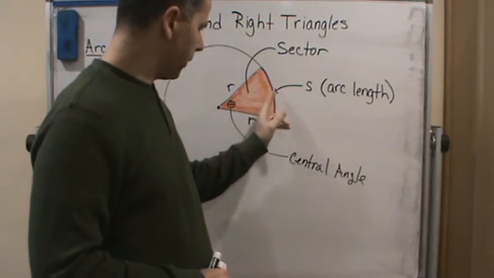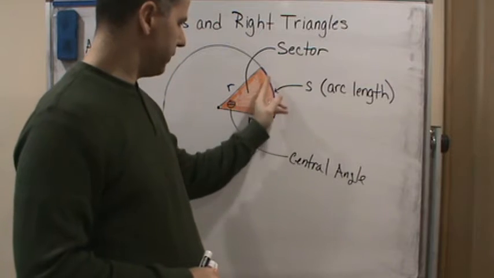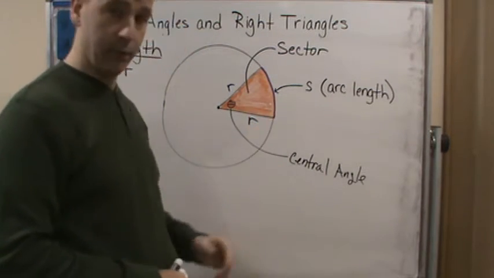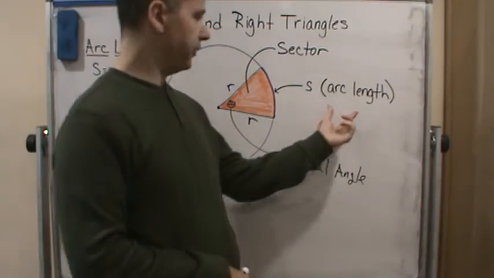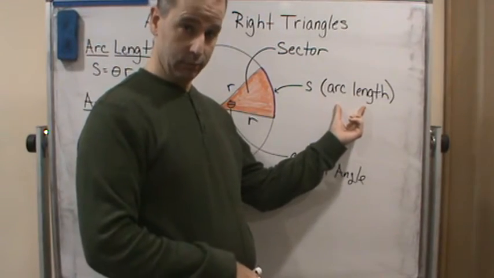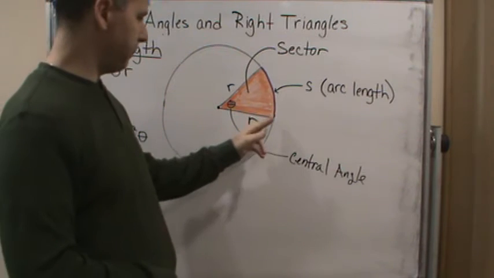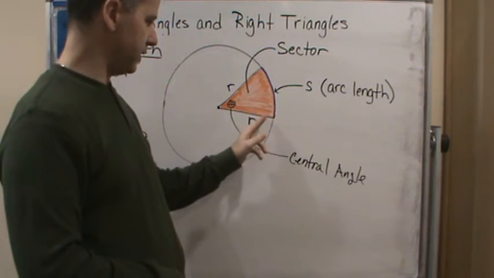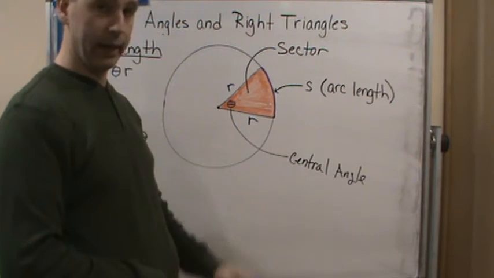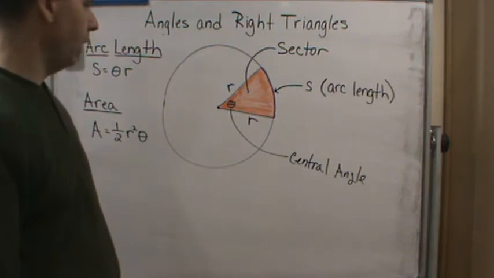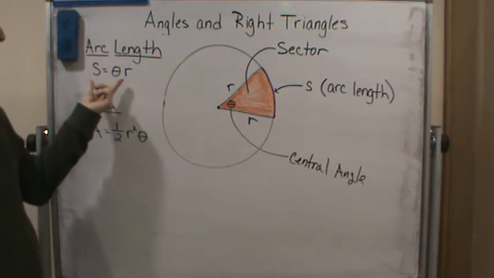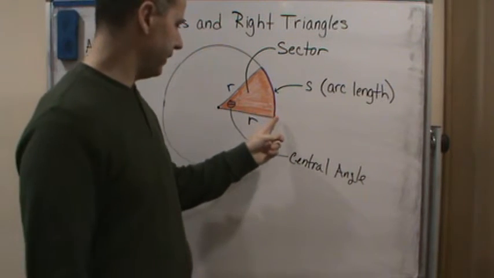The purple line, the edge of the sector, this portion of the circumference of the circle, is called the arc length of the sector. Okay, so it's the part of the circumference or the part of the edge of the circle that is bounded by the two radii. Okay, and so now two formulas that you're going to want to know: the arc length. How do we find the length?